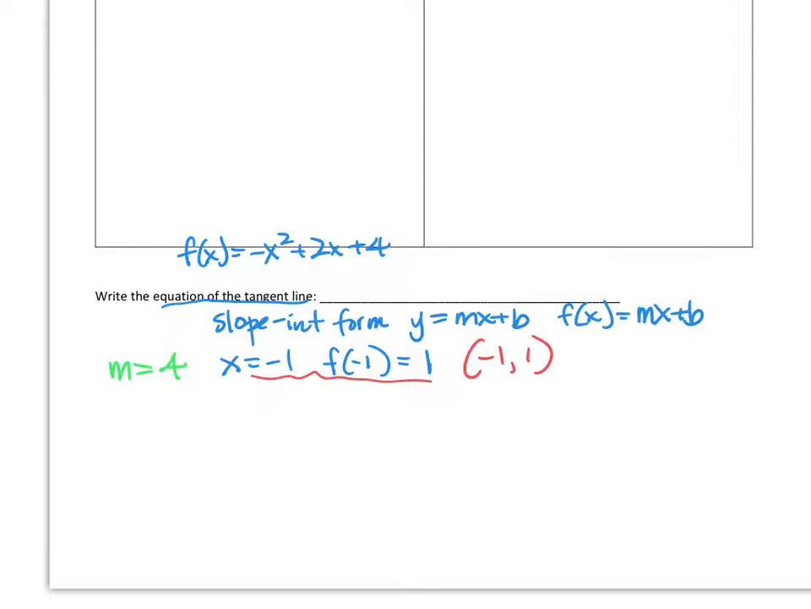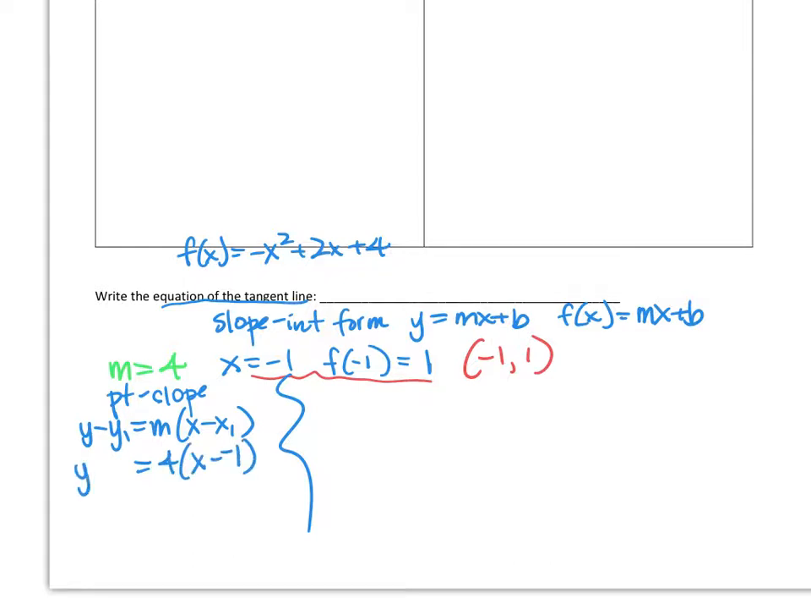So all we need to do now is, two different ways, and I'm going to show you both. The point-slope way of determining the equation of the line. If you remember, y minus y1 equals m times (x minus x1). So we would plug in the m right there. We're going to plug in the x, which was -1, and the y1 value is 1. We get y minus 1. I'm going to go ahead and distribute this.